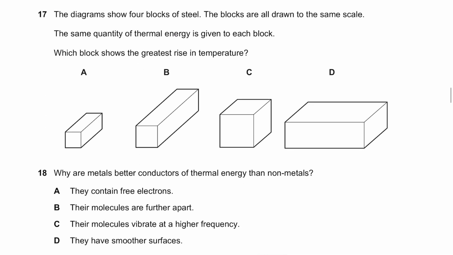Question 17. The diagram shows 4 blocks of steel. The blocks are all drawn to the same scale. The same quantity of thermal energy is given to each block. Which block shows the greatest rise in temperature? In order to show the greatest rise in temperature with the same amount of thermal energy, you need to have the smallest volume so that there will be basically fewer particles to heat up. And you just choose the one that looks the smallest. It's A.